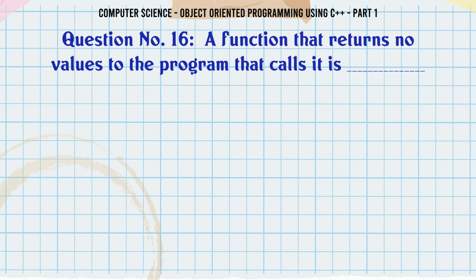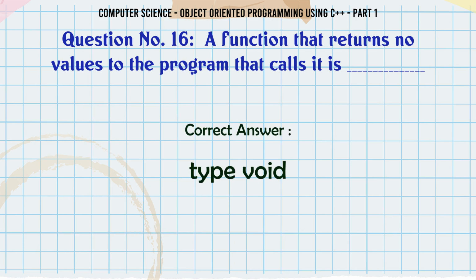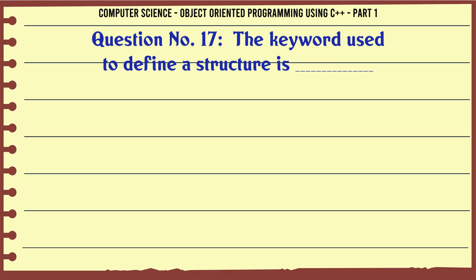A function that returns no values to the program that calls it is blank. A. not allowed in C++. B. type void. C. type empty. D. type barren. The correct answer is type void.